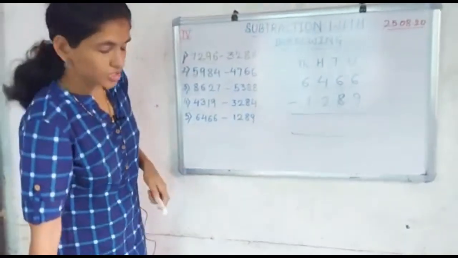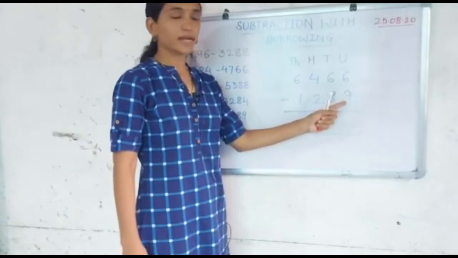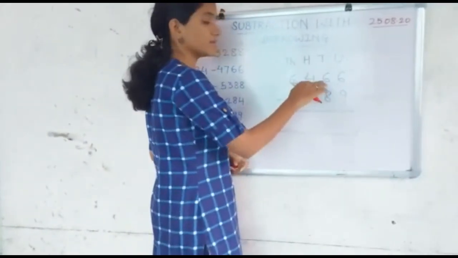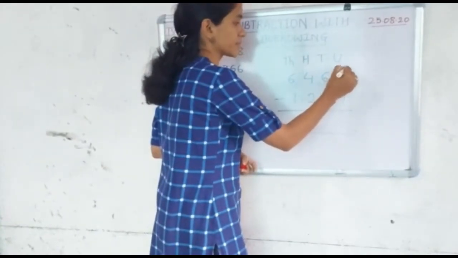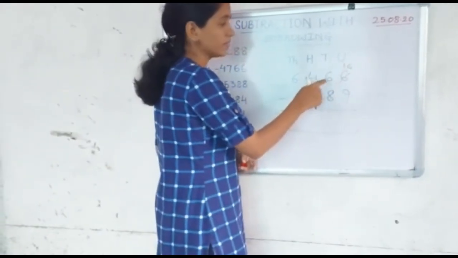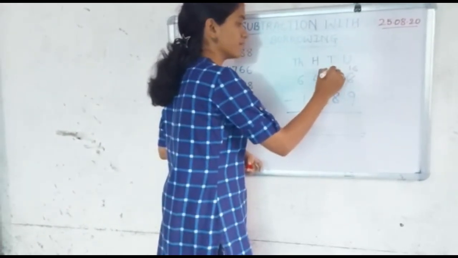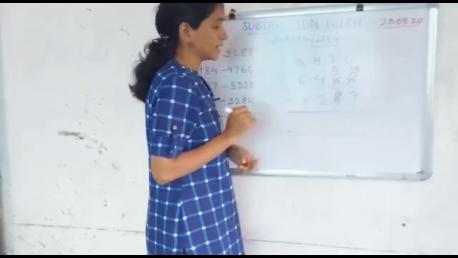So here at units place, 6 and 9. You cannot subtract 9 from 6. So 6 will borrow one number from the next number, that is 6 only. So it will become 16. So 6 has given one number to 6, so 6 will become 5. And now you can subtract.